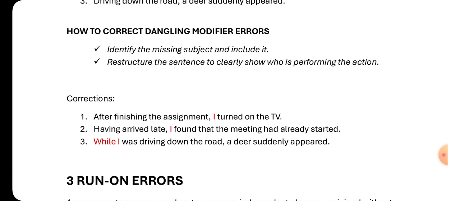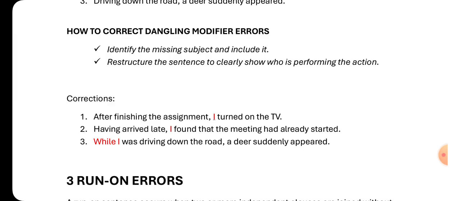The next one is: having arrived late, I found that the meeting had already started. So I also introduce a word, or you can say that after arriving late, I found that. So there's no problem. Or you can say that after Kofi arrived late, he found that the meeting had already started. Do you get it?